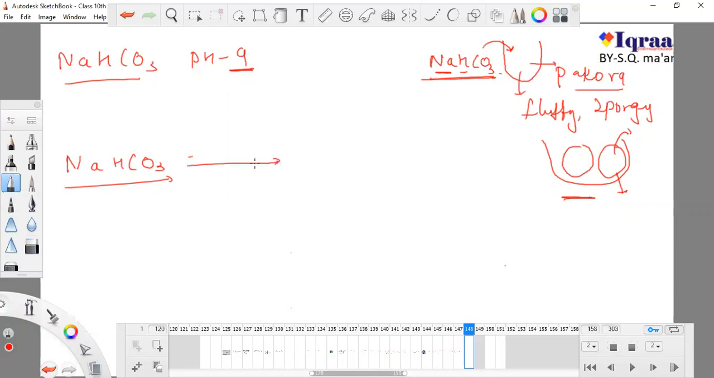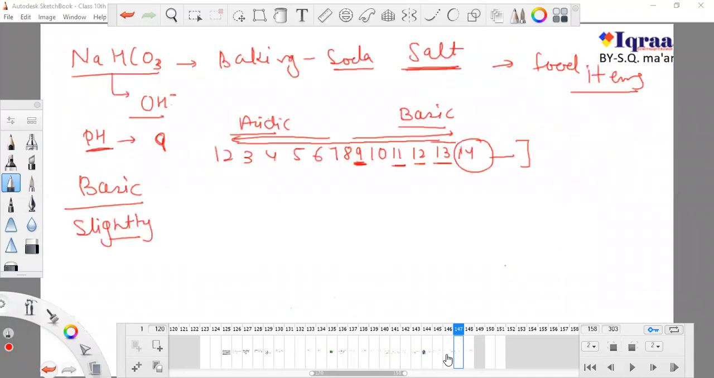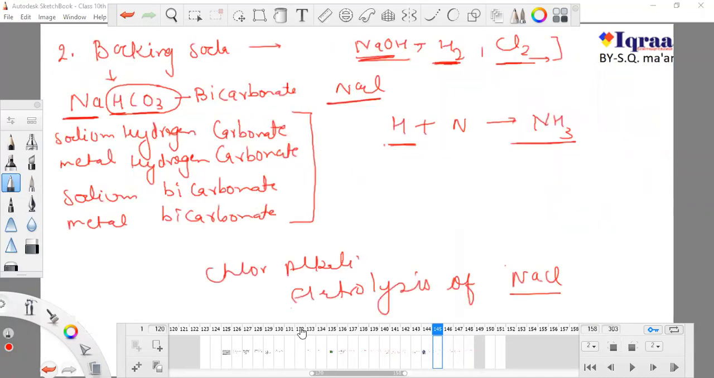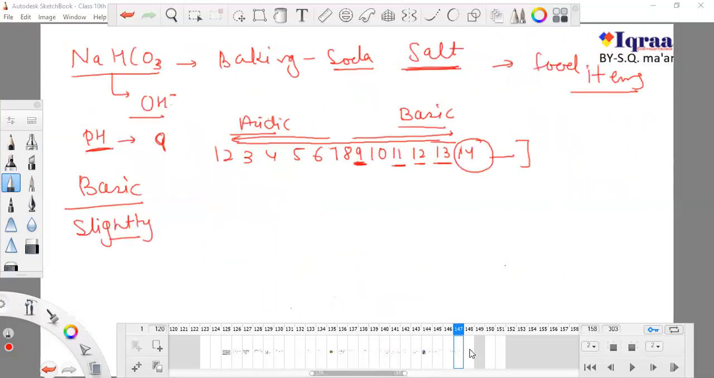Ask your mothers why they use this sodium hydrogen carbonate in their pakoras. Generally, all of you have baking soda in your kitchen. Just find out today. You may have something known as sodium bicarbonate, or something in your kitchen known as baking soda. Ask your mothers.